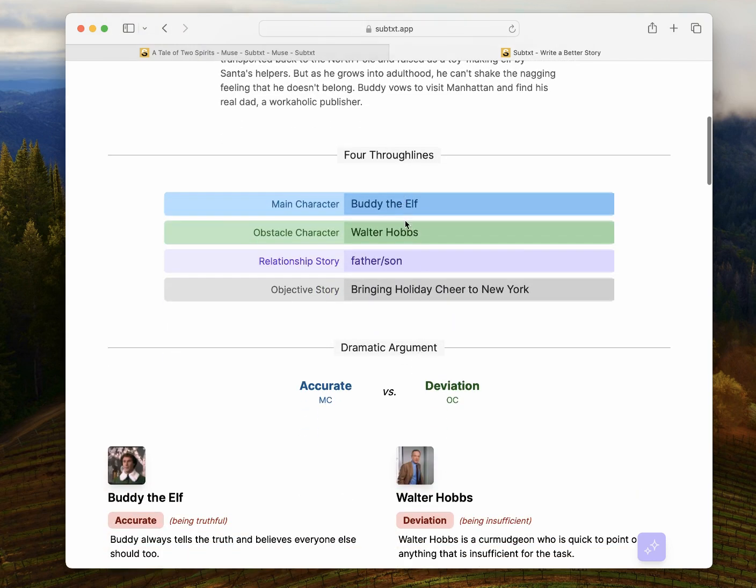So at the top, you can see the 4 throughlines. Buddy the elf, he's the main character. The obstacle character, the person that has the alternate way of seeing things, is his dad, Walter. Their relationship story is a father-son story. And then the objective story is bringing holiday cheer to New York. So it's like the goal of the story, even if nobody really says it out loud, that's where everything is headed.